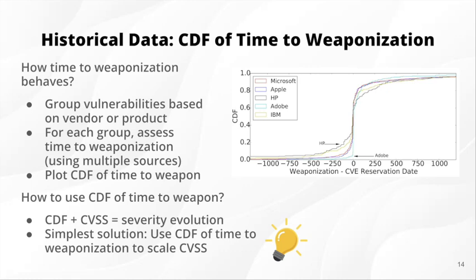So this sort of pattern can then be combined with CVSS to produce a metric of how severity evolves over time. So this is our key insight here, our key solution. The simplest solution that we could think of is to use the CDF of time to weaponization to scale the CVSS values. So in the simplest case, we simply multiply the CVSS value by the CDF, and then we obtain a new curve which shows how severity evolves over time for a given vulnerability.